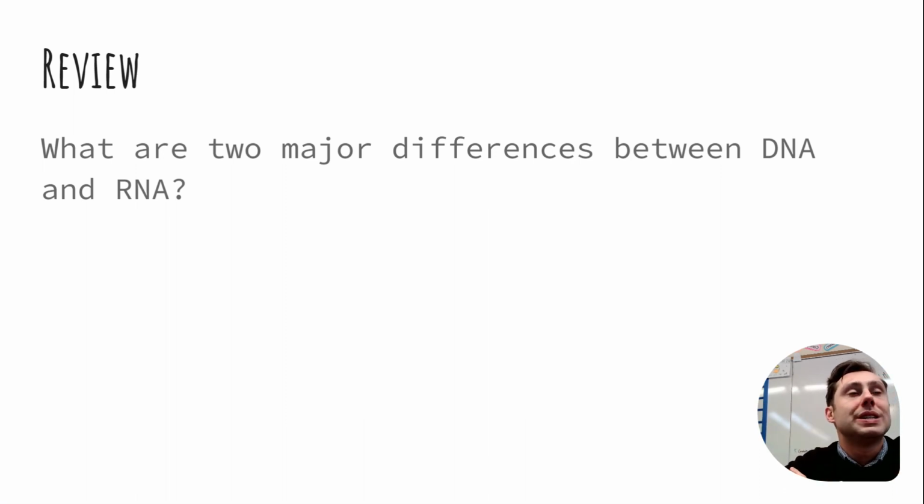What are two major differences between DNA and RNA? Pause, think. DNA is double-stranded, RNA is single-stranded. DNA contains the nucleotide with the nitrogen base T, where RNA contains a nucleotide with the nitrogen base U. DNA has deoxyribose sugar, where RNA has ribose as its sugar.